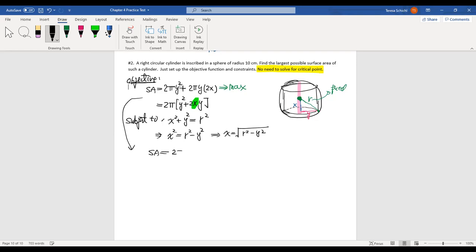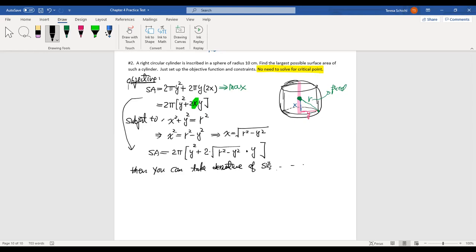Then this is 2 pi, then you have y squared plus 2 times the square root of r squared minus y squared, times y. And then you can continue. In here they say you don't need to do that. Then you can take the derivative of S and solve it. As you can see, for this one the algebra becomes pretty tedious. That's why for this problem, you just set it up. You don't need to continue.